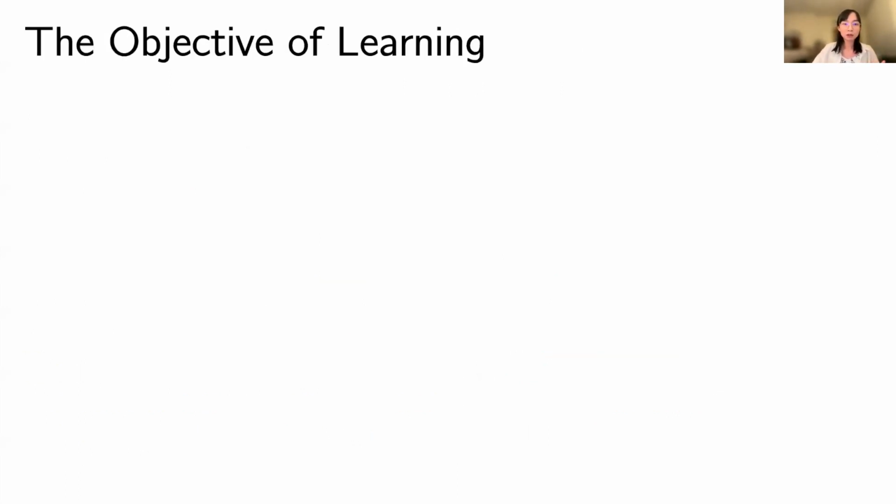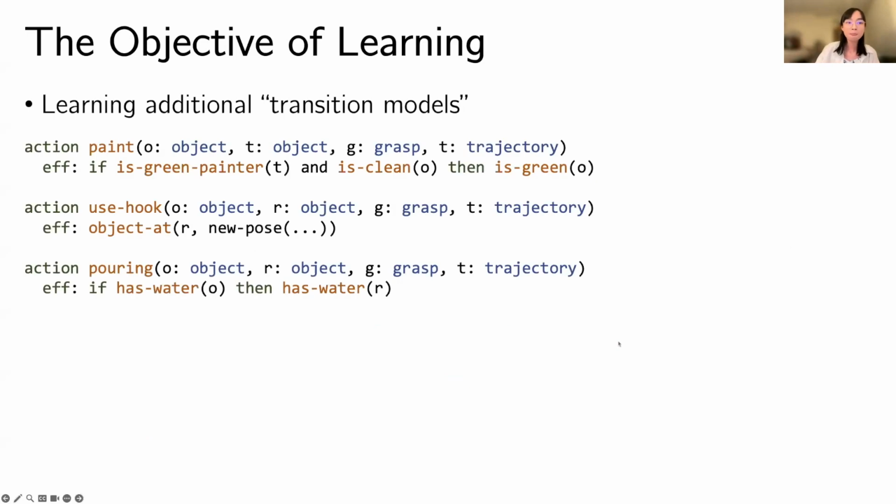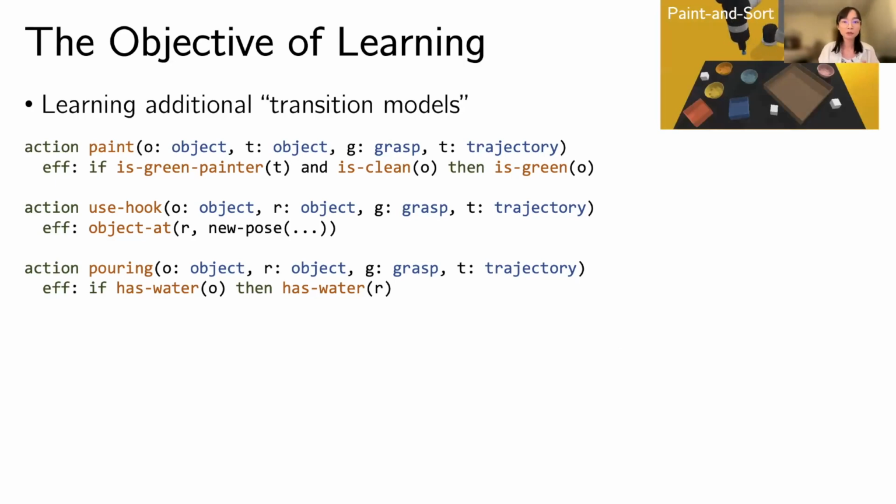So based on this definition, what should be the objective of learning? There are two aspects of learning we need to think about. The first is that for each specialized operator, we need to learn additional transition models, basically additional preconditions and postconditions for those actions. On the top right, I'm showing a synthetic robot domain called paint and sort. In this domain, the robot can move objects into specific colored bowls, and there are painters which will paint the object into the designated color.